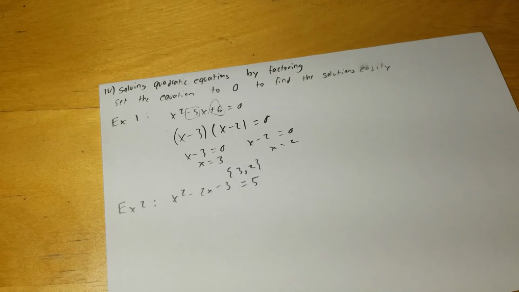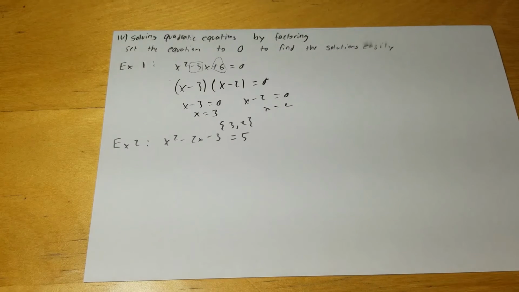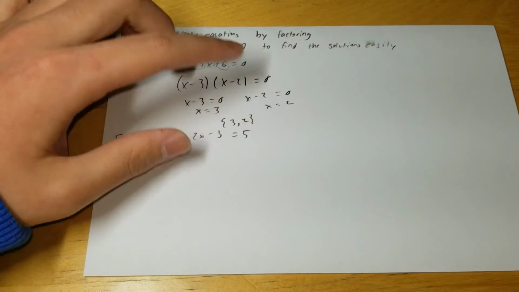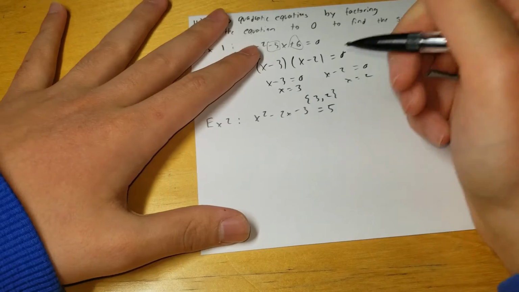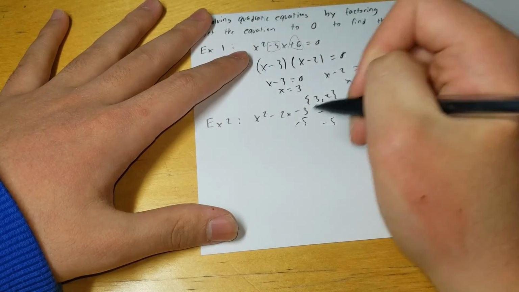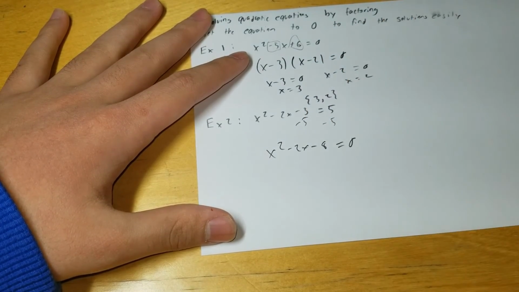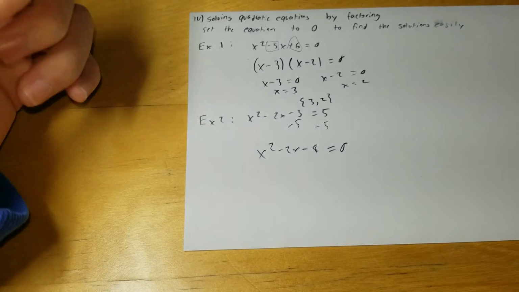And let's move on to the second example. So try it out yourselves and we'll return. Okay, so this is a little different since it's not set to 0, but it's easily solved. What you have to do to get this side to 0 is subtract 5. And this would be x squared minus 2x minus 8, which equals 0. So once again, the process repeats.